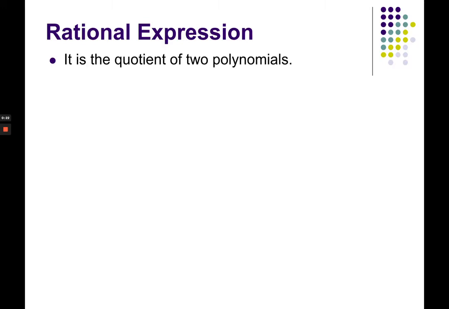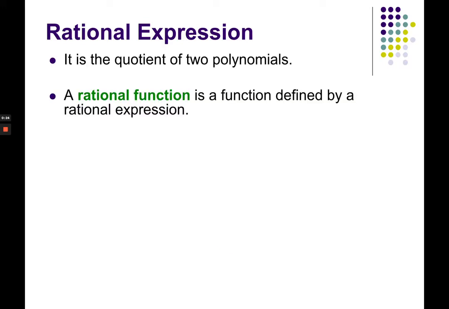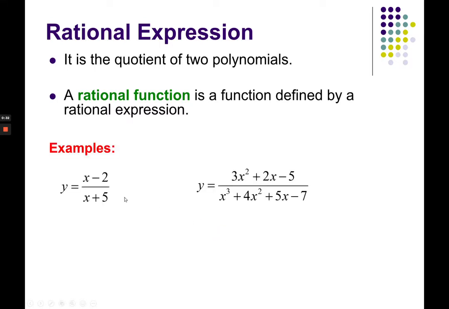A rational expression is defined as the quotient of two polynomials. A rational function is a function defined by a rational expression. Here are examples. It should be polynomial over polynomial. What is not a rational expression? Well, here you can see there's a variable exponent. It's not considered rational. Or there's an absolute value. It's not. A rational function should only have a polynomial on the numerator and a polynomial on the denominator.